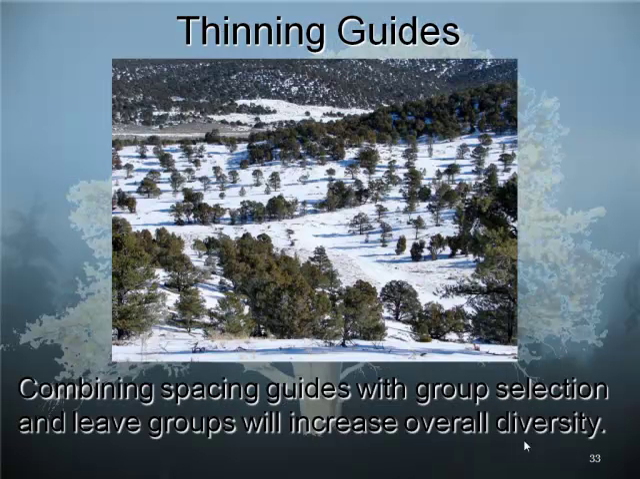Here's an example of an area that's recently been thinned. You can see there's some trees that are spaced out. There's also some little groups of trees, and there's some areas that basically have some little patch clear cuts that have been done in them, like that one up there. So the combination of doing those spacing guides with doing some patch clear cuts and some groups left unplaced leaves a fairly diverse landscape.